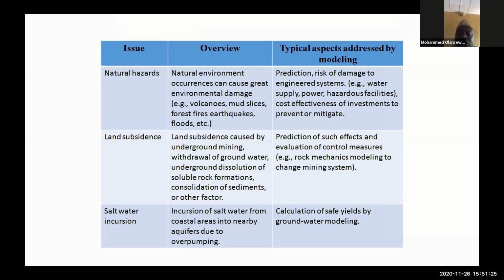Saltwater incursion. Incursion of saltwater from the coastal area into nearby aquifers due to overpumping. Whosoever wants to carry out the modeling here will be interested in calculation of safe yield by groundwater modeling.